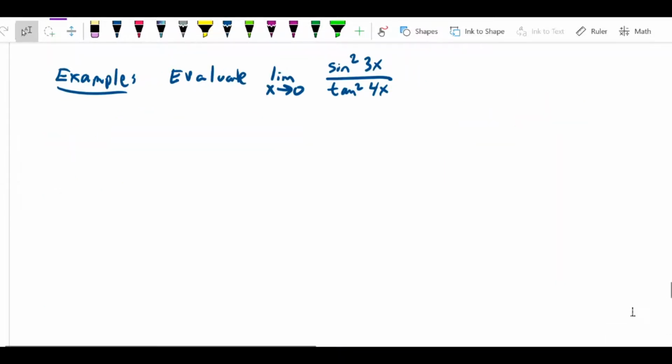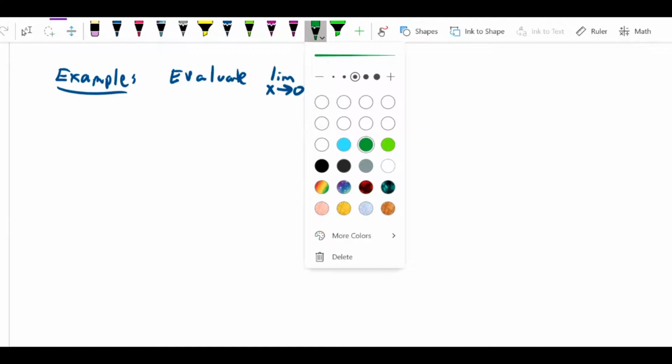I want to do another example that's maybe a little bit more complicated, but it just demonstrates how some of these trig functions interact with each other. So we have here: evaluate the limit as x approaches 0 of sine squared 3x over tan squared 4x. Now what we know is that sine of 0 is 0 and tan of 0 is 0. So this is in fact a 0 over 0 limit, and we're going to have to use what we know about the sine and cosine functions in order to be able to evaluate it.